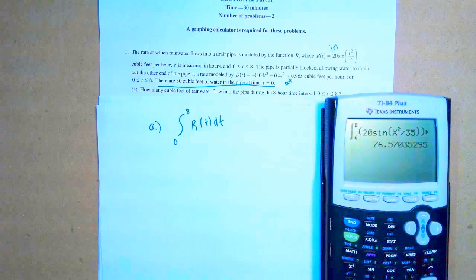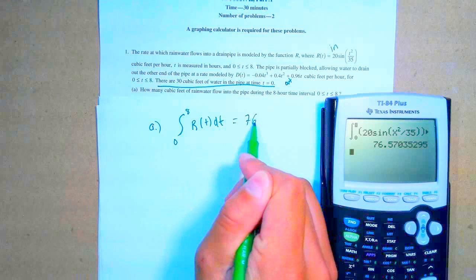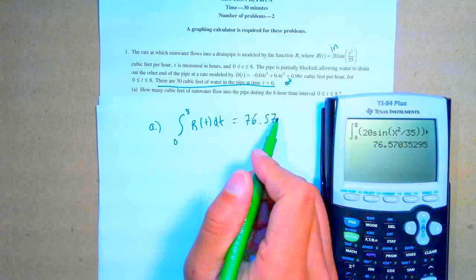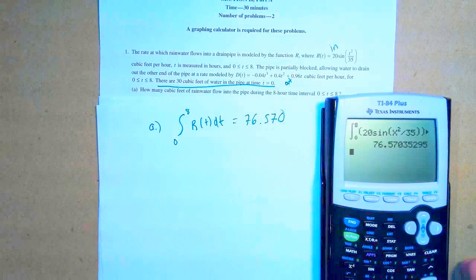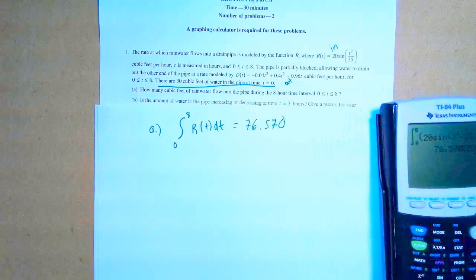That means that between 0 to 8 hours, 76.57 cubic feet of water are going into the pipe. So this is going to equal 76.57, and usually round to the nearest third or fourth decimal place. So that'll be your answer. So that's your answer for part A. So then you move on to part B.